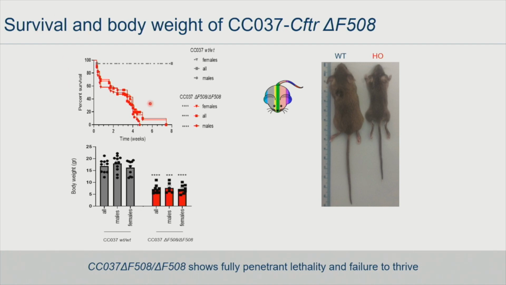In terms of survival, the delta F508 mutation in the CC37 line is very severe because we have a complete mortality for male at 4 weeks and female around 8 weeks. In terms of body weight, we have a significant decrease of body weight, both for male and female, compared to the wild type. So delta F508 in collaborative cross shows fully penetrant lethality and failure to thrive, as has been shown for other mouse models.